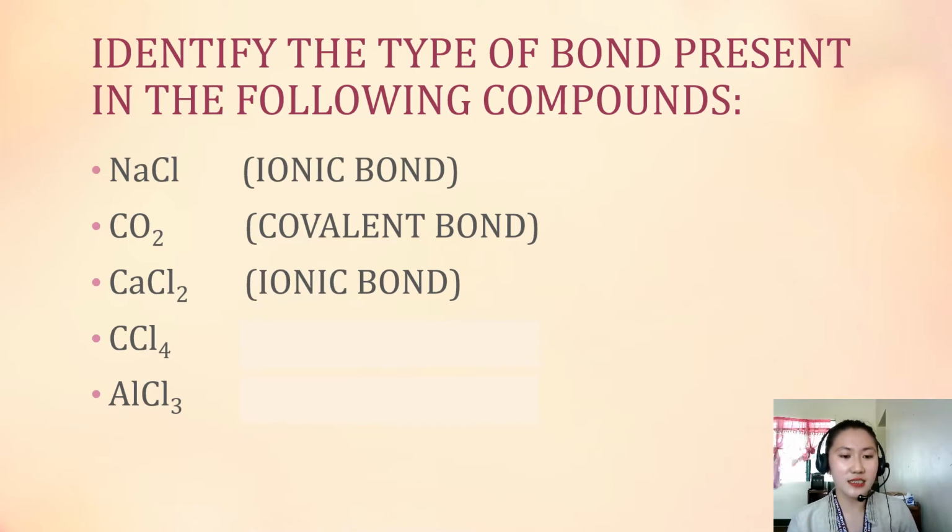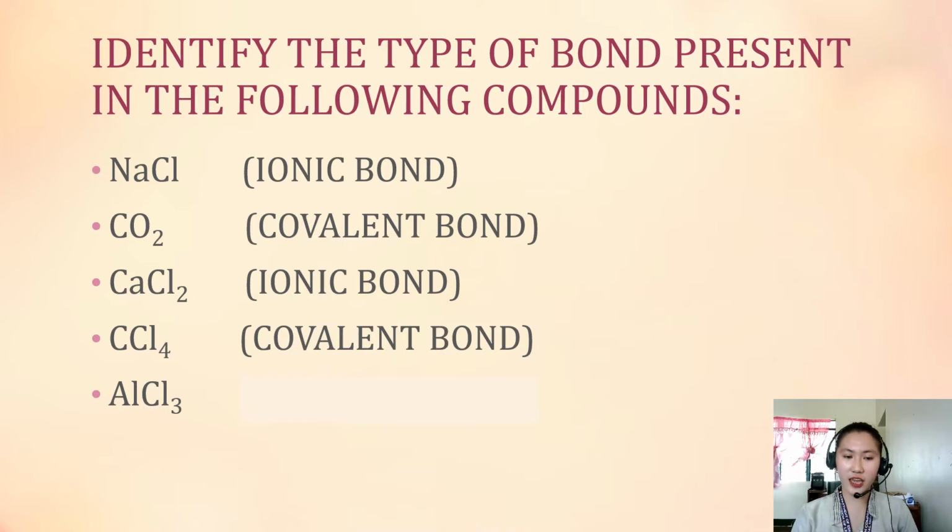Next, CCl4. So, si carbon ba again? Metal or non-metal? Non-metal. So, Cl is a halogen, which is non-metal as well. So, the combination is two non-metals. So, this bond is, very good, covalent bond. Okay?